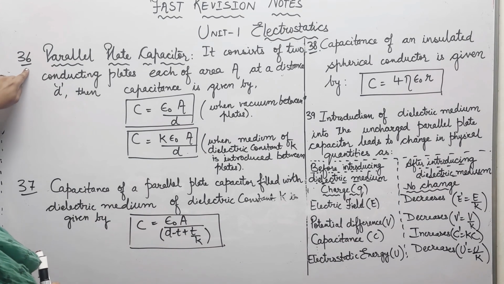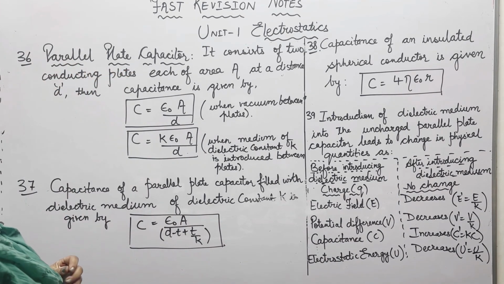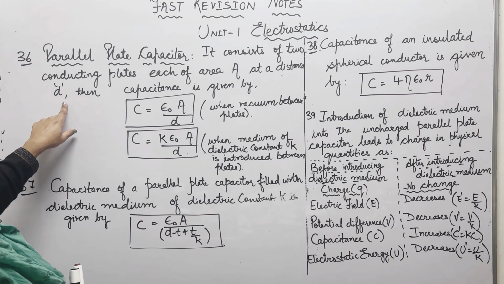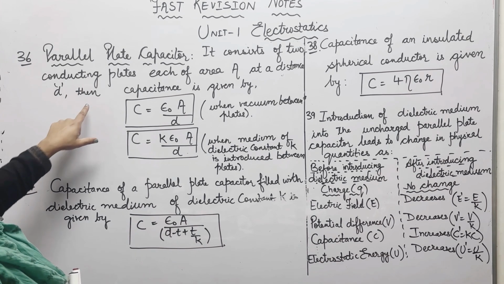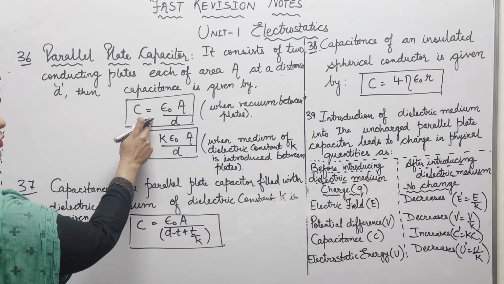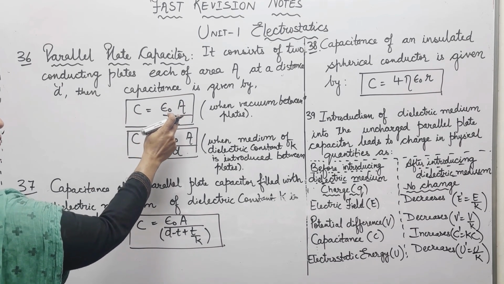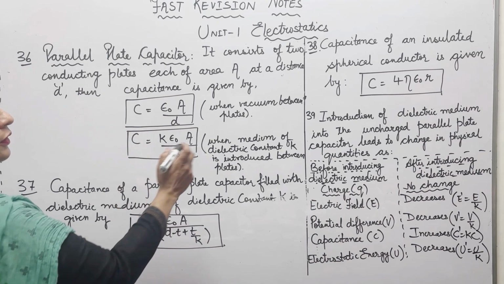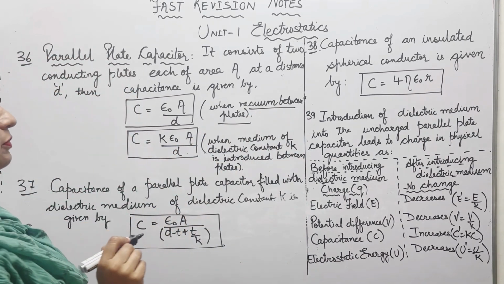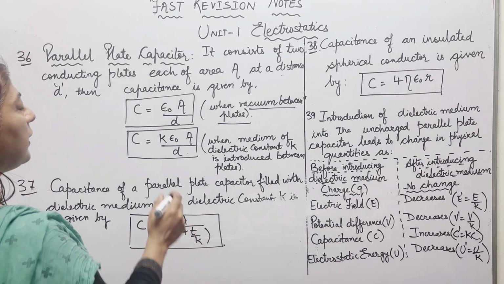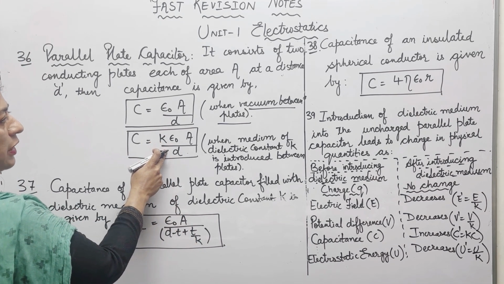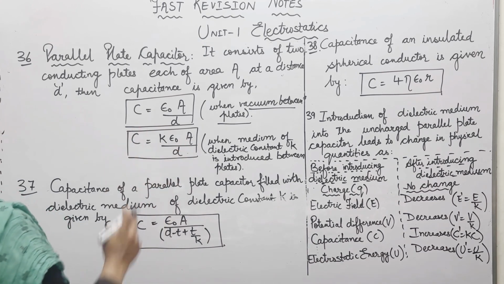Now the 36th point is about the parallel plate capacitor. It consists of two conducting plates, each of area A, at a small distance d. The capacitance is given by the formula C is equal to epsilon naught A upon d. If the vacuum between the plates is replaced by a dielectric of constant K, then epsilon naught is replaced by K epsilon naught, giving K epsilon naught A by d.